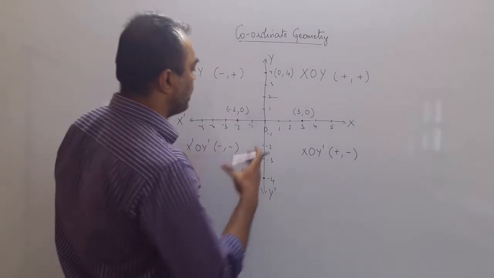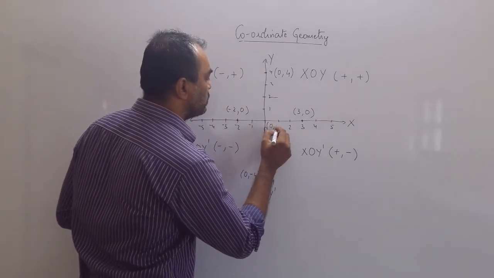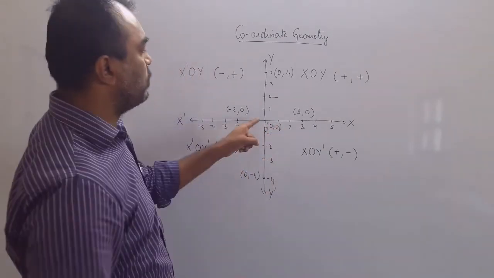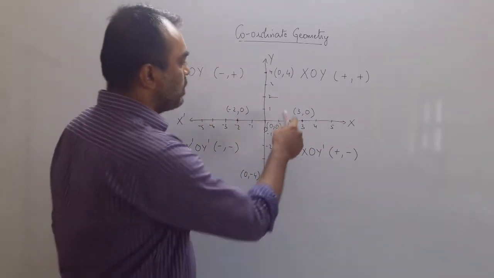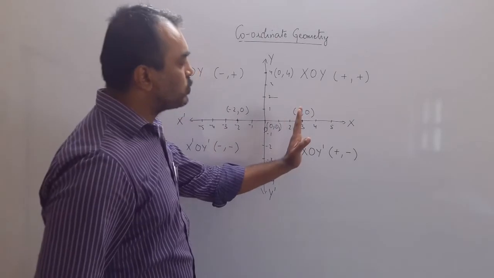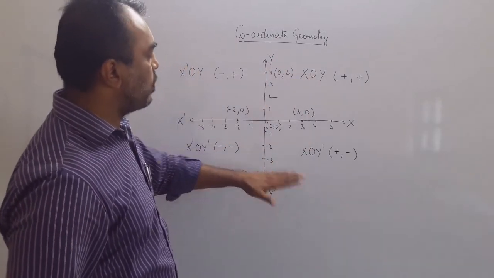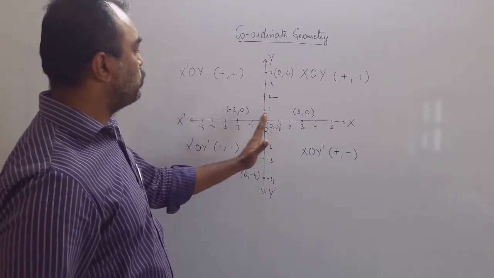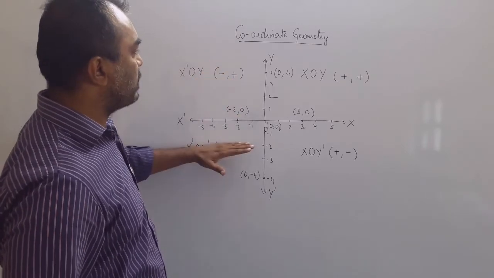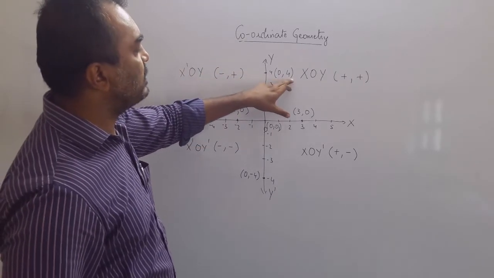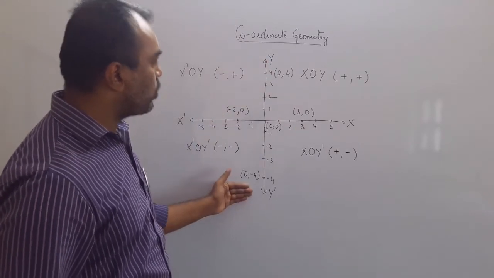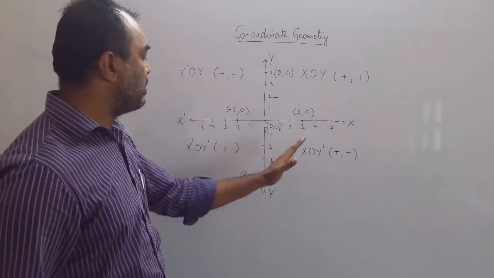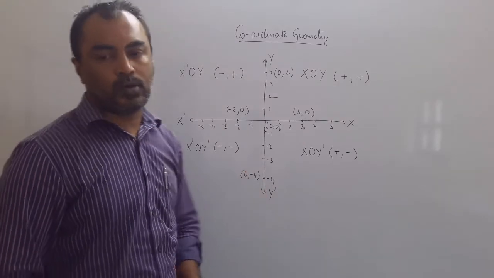So this point is again the origin called 0, 0. 0, 0 means exact origin. Neither right, neither left, neither top, neither bottom. But 3, 0 means 3 steps to the right, neither top, neither bottom. Minus 2, 0 means 2 steps to the left, neither top, neither bottom. 0, 4 means neither right, neither left, but 4 steps to the top. And 0, minus 4 means neither right, neither left, but 4 steps to the bottom.